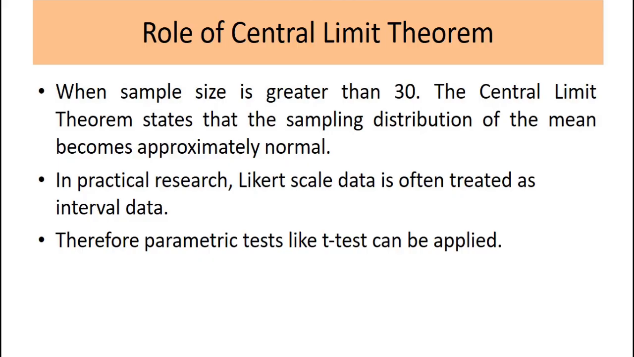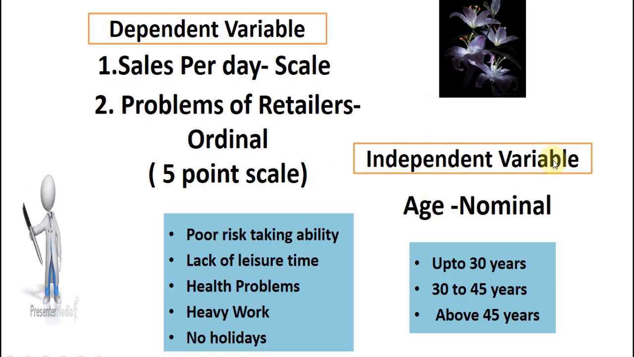When we are using scale data for one-way ANOVA, we have to specify this assumption. Here I have used two types of data, one is scale data, another one is ordinal data, for explanation purposes. Here the scale data is sales per day. The independent variable is age. It is grouped into three.